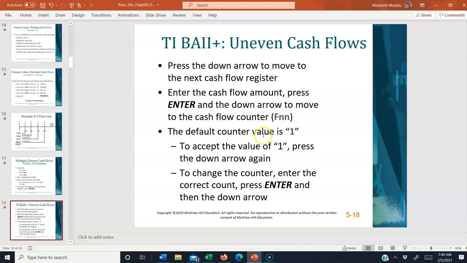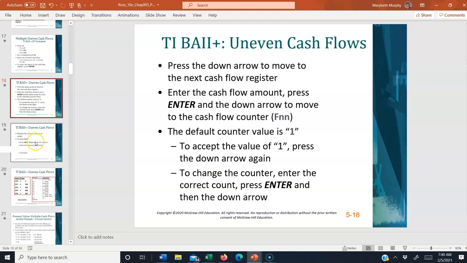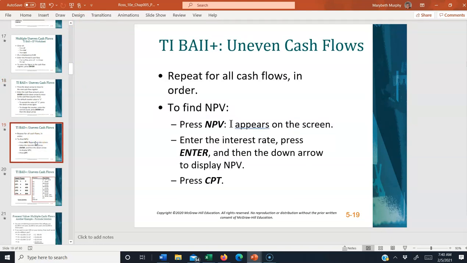The default counter value is 1. To accept the value of 1, press the down arrow again. To change the counter, enter the correct count and press enter and then the down arrow. Then you're going to repeat for all the cash flows in order.